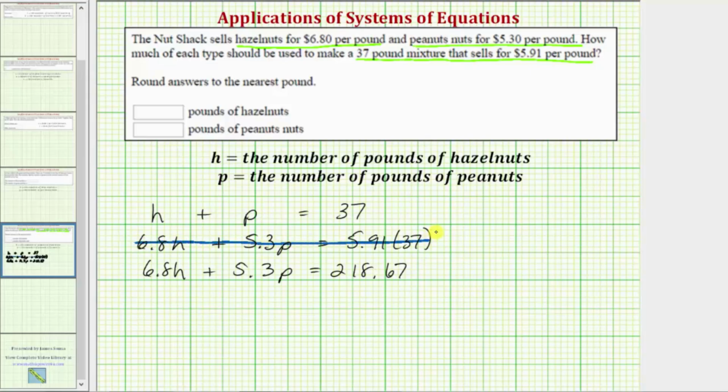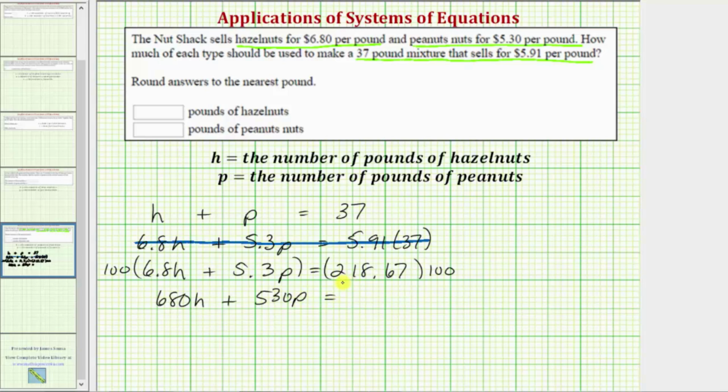At this point, we need to decide whether we want to keep decimals in the second equation or multiply through by a value to clear the decimals from the equation. If we do want to clear the decimals, notice how, because the decimal on the right has two decimal places, we would have to multiply both sides of the equation by 100. So let's go ahead and clear the decimals by multiplying both sides by 100. We'll multiply the left side by 100 and the right side by 100. By doing this, 100 times 6.8h would be 680h, plus 5.3p times 100 is 530p.